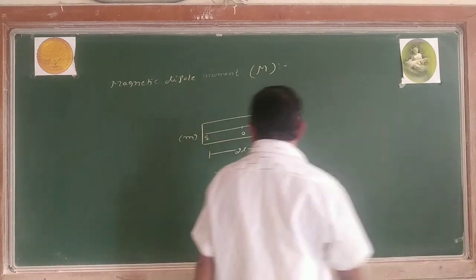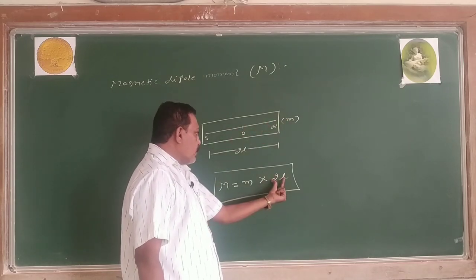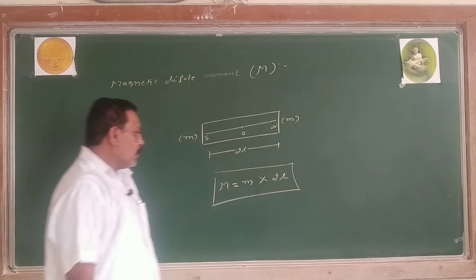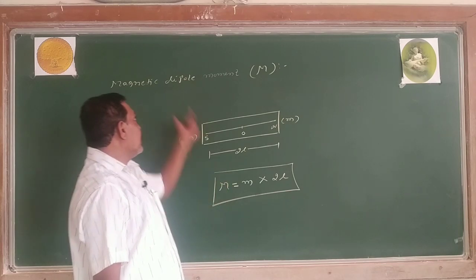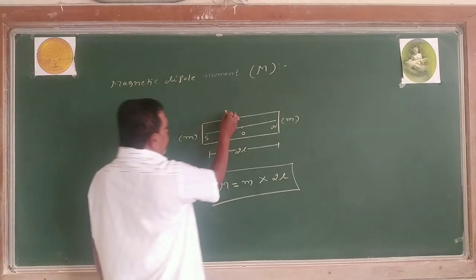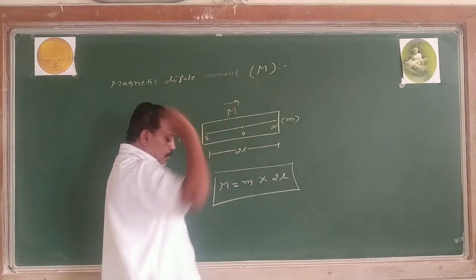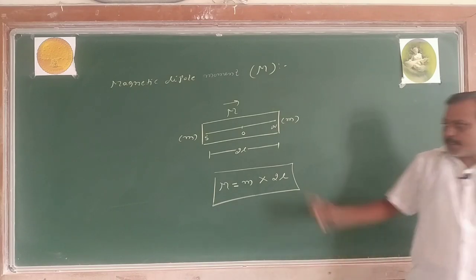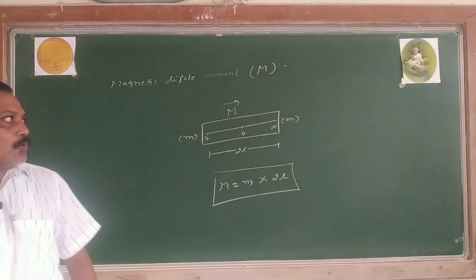It is the product of pole strength and the separation distance between the two poles of the magnet, that is nothing but 2L, the magnetic length. So, capital M equals m into 2L. Now, this capital M is the magnetic dipole moment, and it is a vector quantity directed from south to north. It is always directed from south to north.